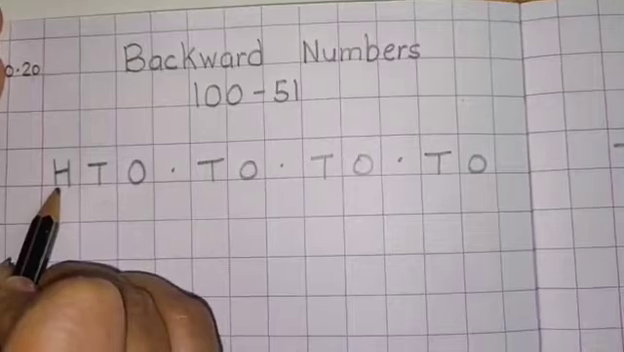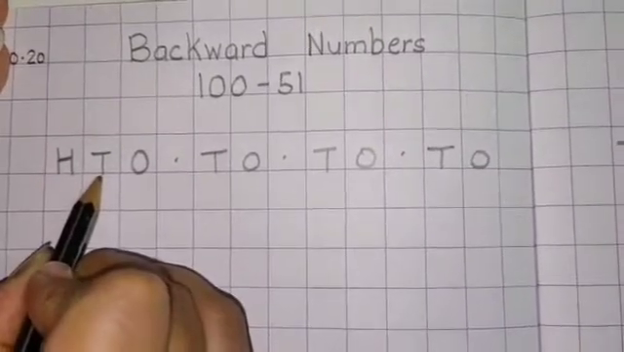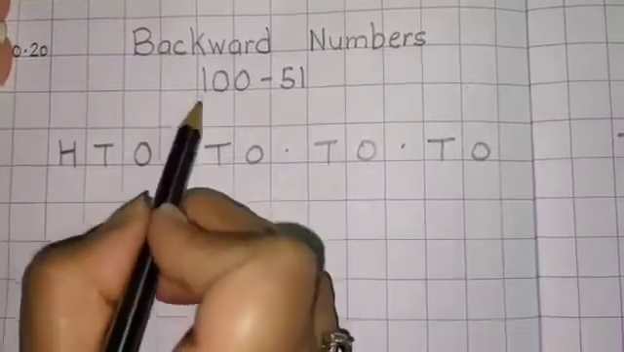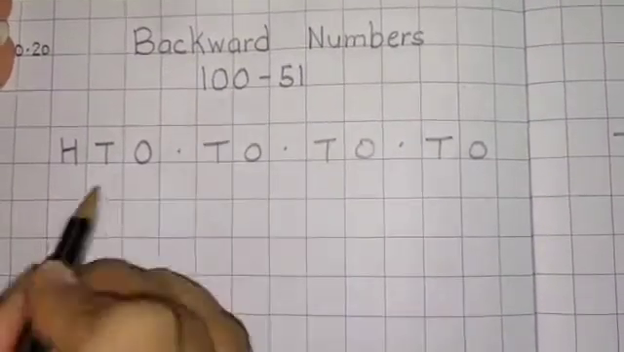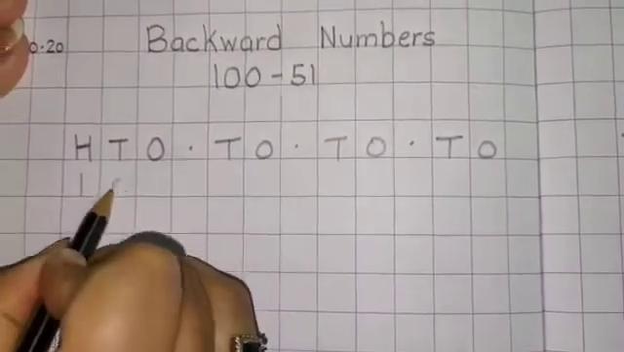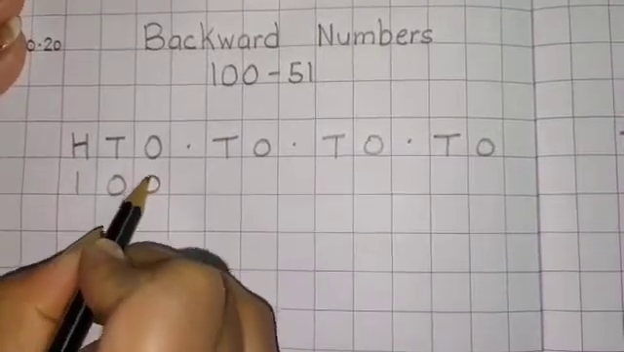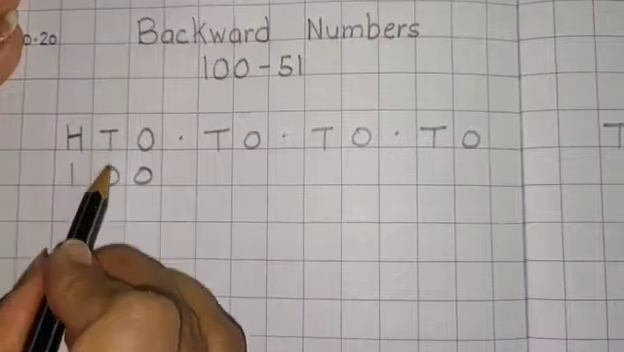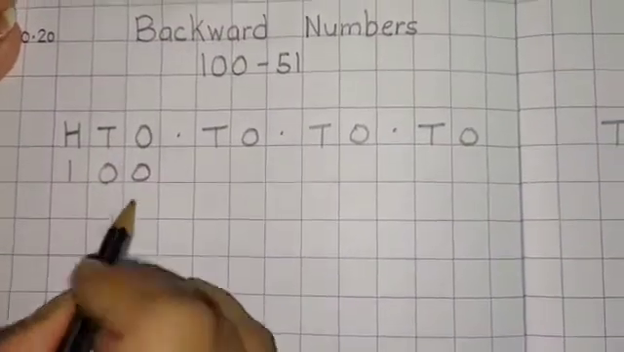So children, H stands for 100, T for tens and O for ones. So our first number is 100. So we will write 100. Then it is 99. So 99 will come under tens and ones.